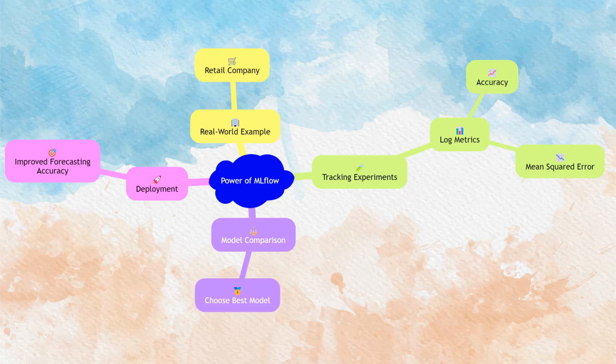To illustrate the power of MLflow, let's look at a real-world example. A data science team at a retail company used MLflow to track experiments and log metrics while developing a sales forecasting model. By logging metrics like accuracy and mean squared error, they were able to compare different models and choose the best one for deployment. This led to a significant improvement in their forecasting accuracy.